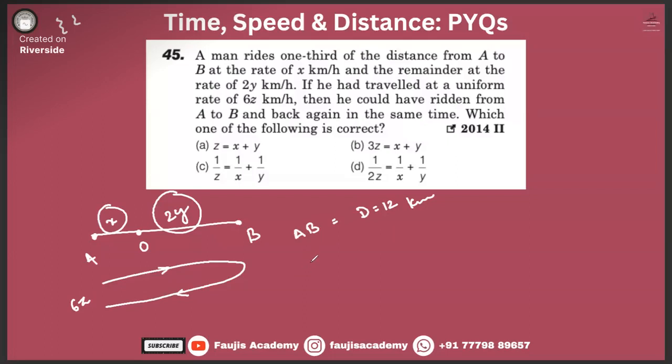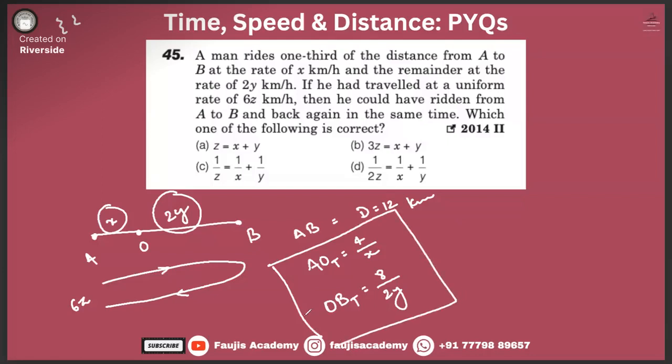Okay. So for AO, time is equal to distance by speed. So 1/3 of 12, that means 4 by x, right? And from OB, the time of OB will be 8 by 2y, right? And over here, when he is traveling at the speed of 6z, going 12 and coming back 12, the total distance will be how much?